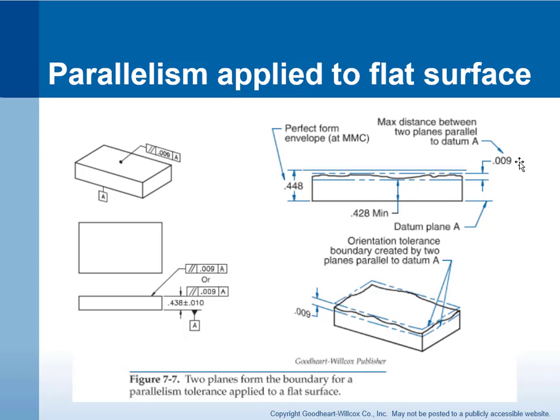Okay, here we're showing our distance between two parallel planes. So our parallelism tolerance is this 9 thousandths, okay, and it goes from the max to the min of the size of our part. Okay, as we can see, our size is not at the max. So what we're saying here is this 9 thousandths applies to the max and the min of these surface elements. Okay, so the orientation tolerance is created by two planes parallel to datum A based upon the max surface elements here and then the min surface elements. Okay, so it's not tied to the size tolerance.